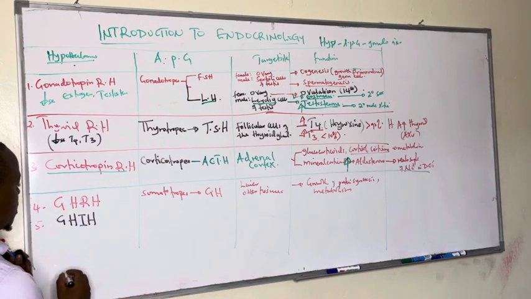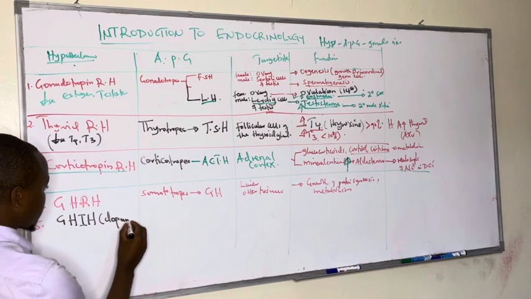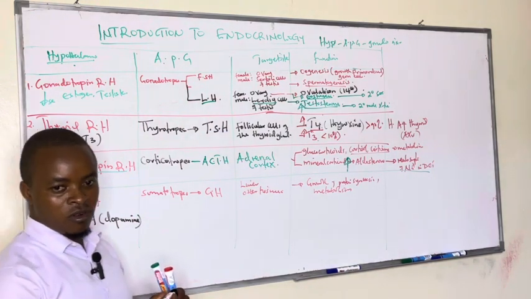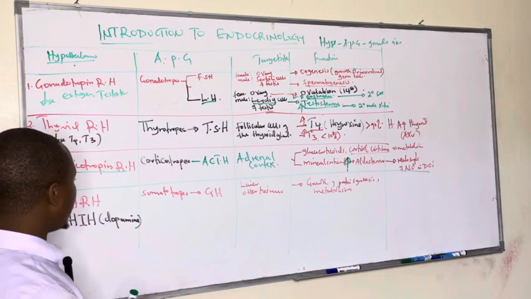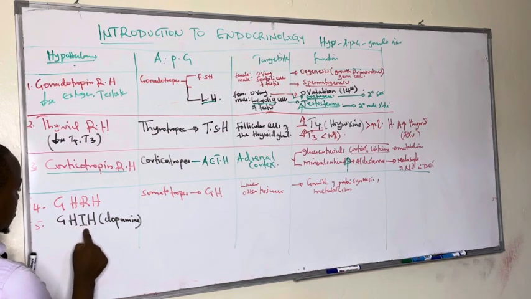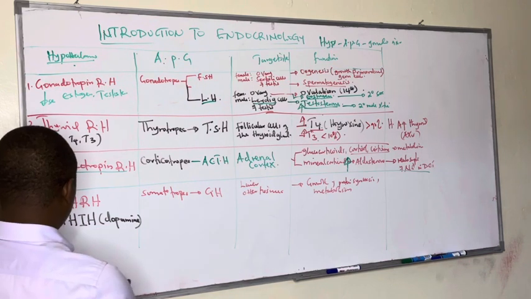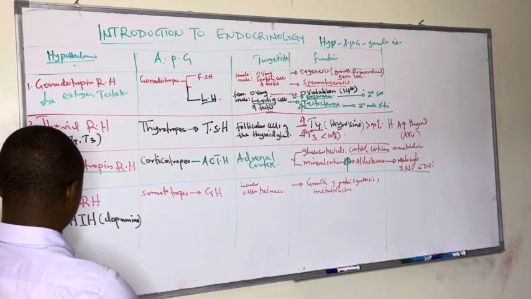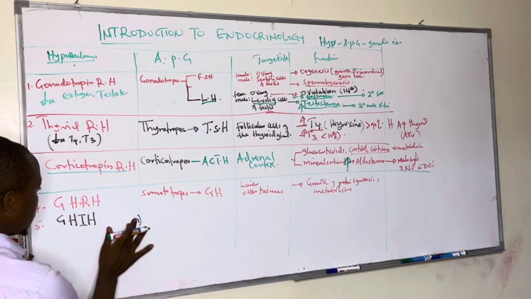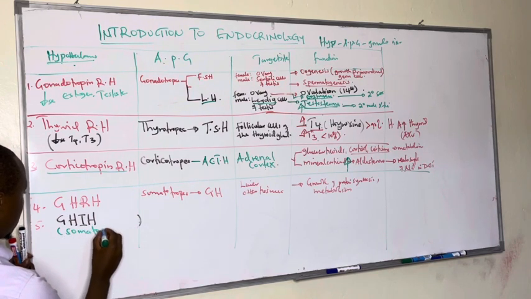And this growth hormone inhibiting hormone, sometimes we call it dopamine. Not the dopamine we saw being produced by the adrenal gland. This dopamine is a growth hormone inhibiting hormone, and this, actually it is not dopamine, it is known as somatostatin.